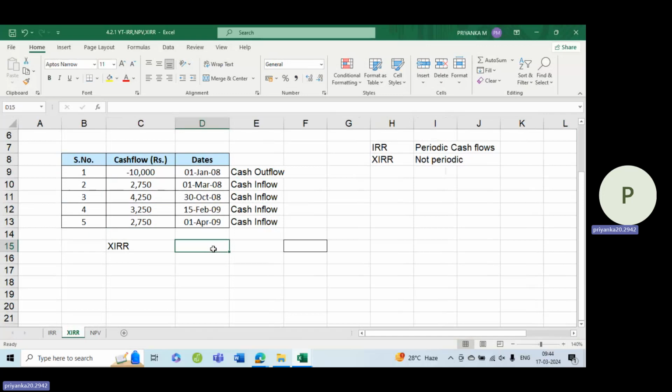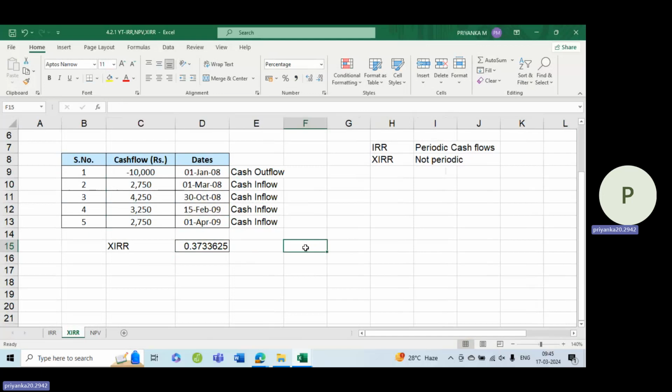Just type equal to XIRR of. Now, it is similar to your IRR function, but you have the dates separately in the function. In the values, you'll select all your cash outflow plus inflow, comma, the dates value. So I'm going to select the entire date range here. Now close the bracket and just give enter. So I get a value here.